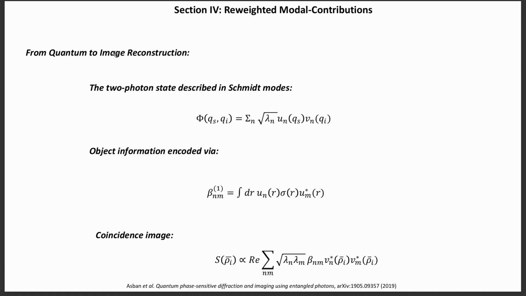From quantum to image reconstruction, here we are seeing this expression. This is an expression of the two-photon state described in Schmidt modes. Lambda is the Schmidt coefficient, and u_n(q_s) and v_n(q_i) are the modes. u_n(q_s) represents the signal mode and v_n(q_i) represents the idler mode. Object information is encoded via this expression, which is the coupling coefficient or coupling parameter. Then the coincidence image: the image information is in this section. S(q_s, q_i) is directly proportional to the real observation, the square root of lambda and that expression.